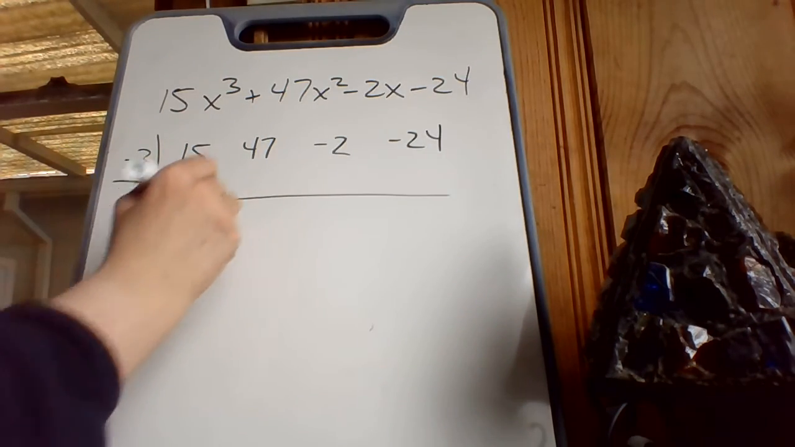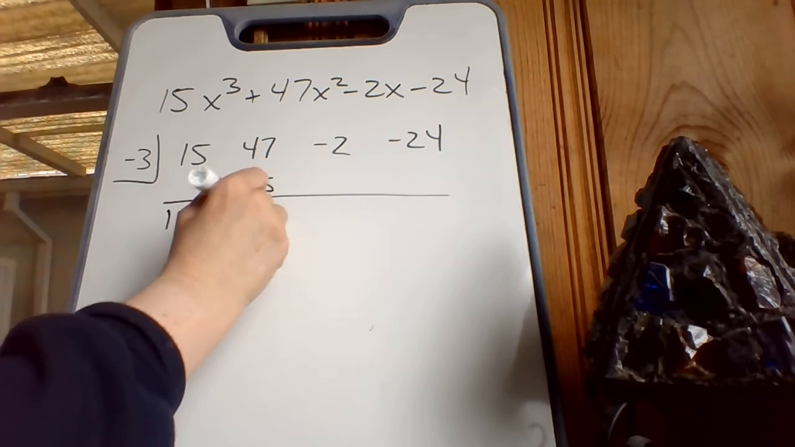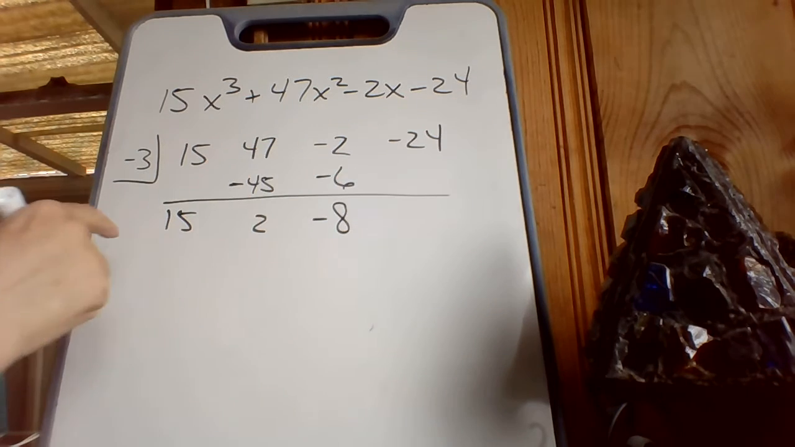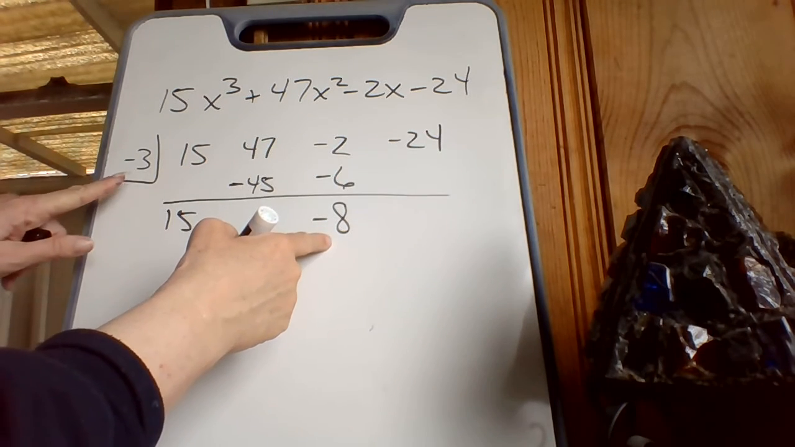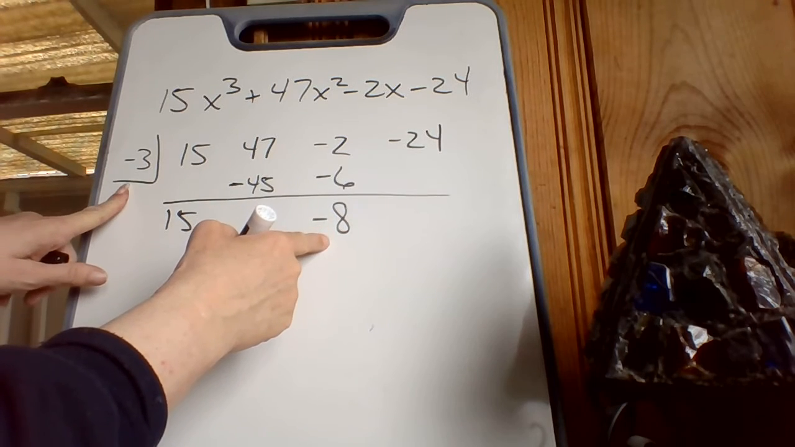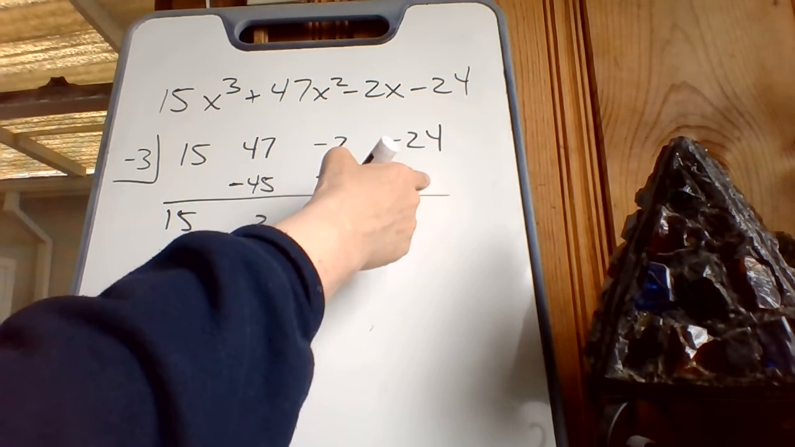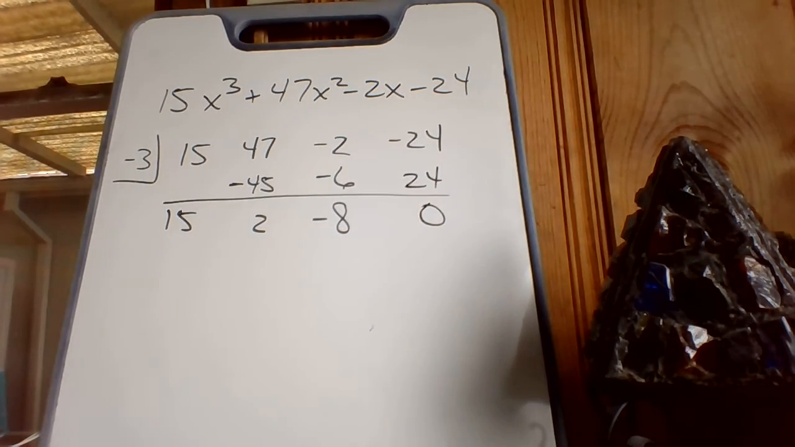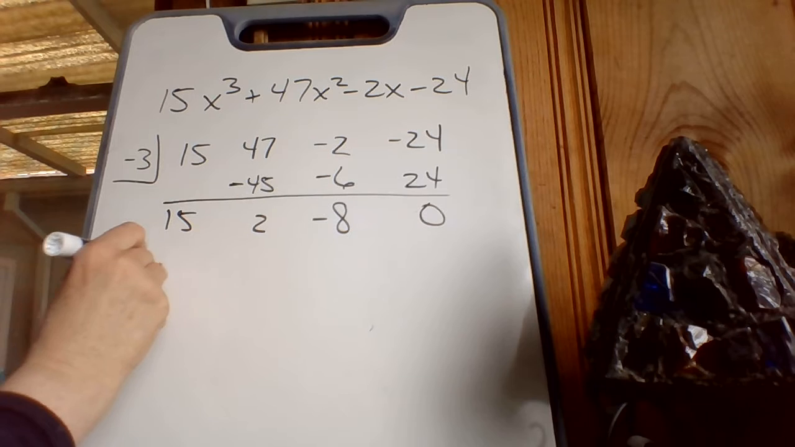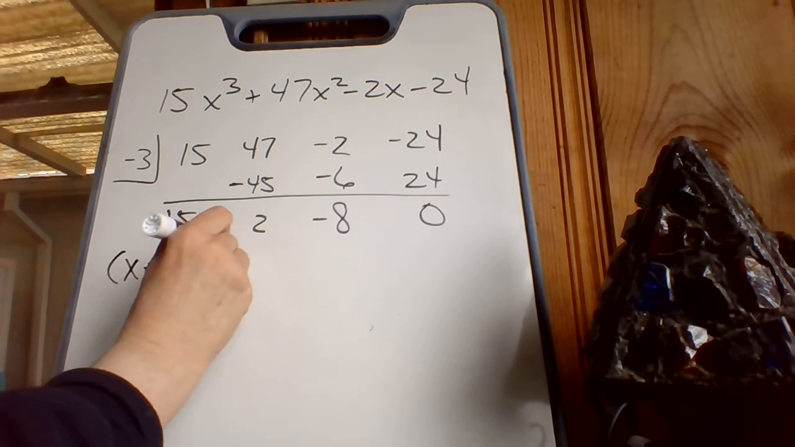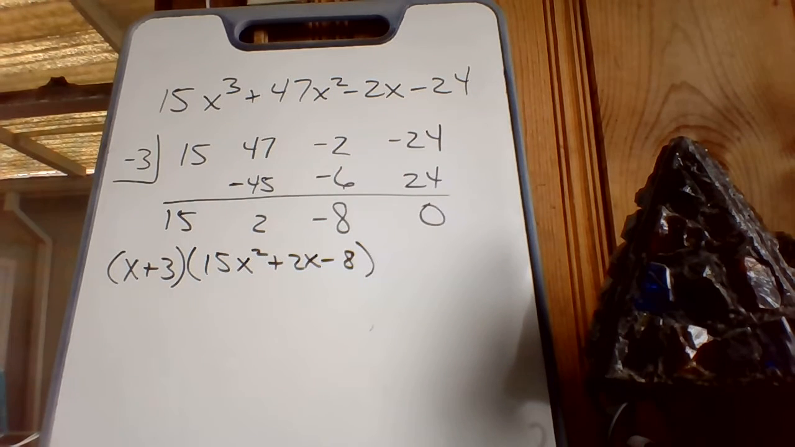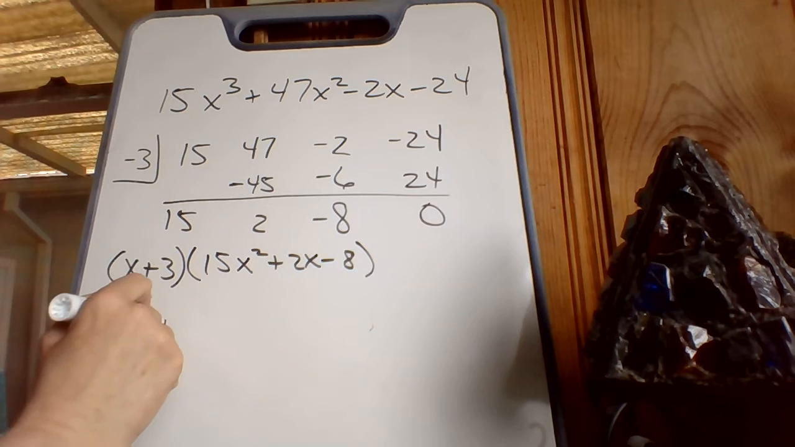So bring down 15, negative 45, 2, negative 6, negative 8, and this is what I'm talking about, that very last multiplication. I need to make sure these two things multiply together to give me something that's good for right there. And 8 times 3, that is 24. So I would only try things that'll at least go into that thing right there. So I've got it down to x plus 3 times 15x squared plus 2x minus 8. Oh, good. Time for some quadratic formula, because I don't want to figure out how to factor that.